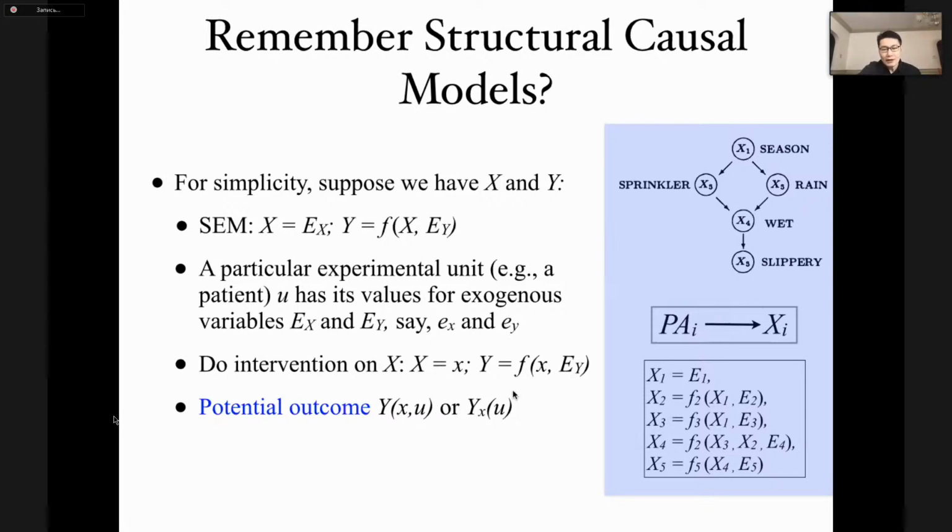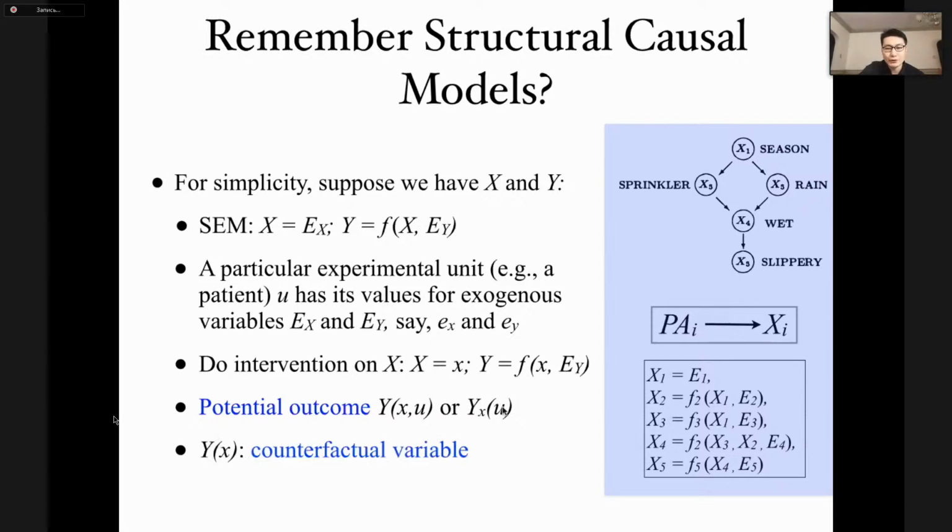Now you can see if you have multiple values for X, 0 and 1, treatment and control, then at least for one of them, the potential outcome is not directly observable. Why? Because for a particular unit, for any unit, you can only do one particular intervention, right? You can intervene to set the value to 0, and then the potential outcome corresponding to value 1 is not observable. And sometimes we can also write the potential outcome this way. So this is just the value of Y, given an intervention on X to set the value of X to small x for the unit u.